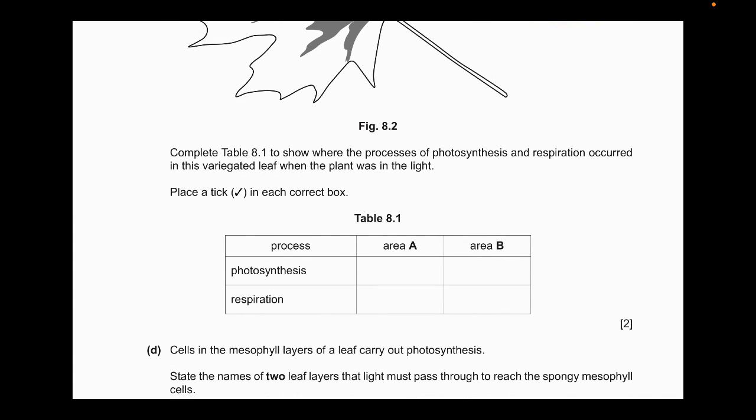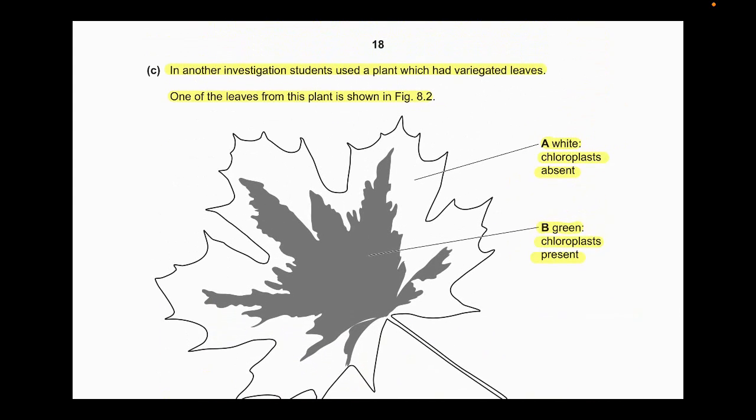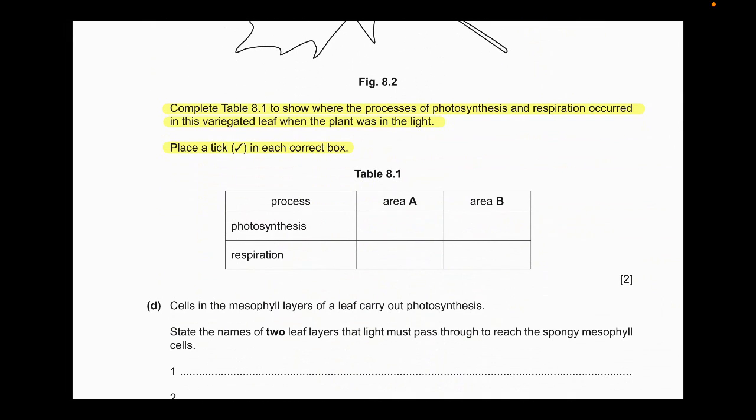All right. Complete table 8.1 to show where the process of photosynthesis and respiration occurred in this variegated leaf when the plant was in the light. Place a tick in each correct box. So photosynthesis in area A, there is no chloroplast, so photosynthesis cannot take place there, so only in area B. But respiration must take place in every living cell, so everywhere.